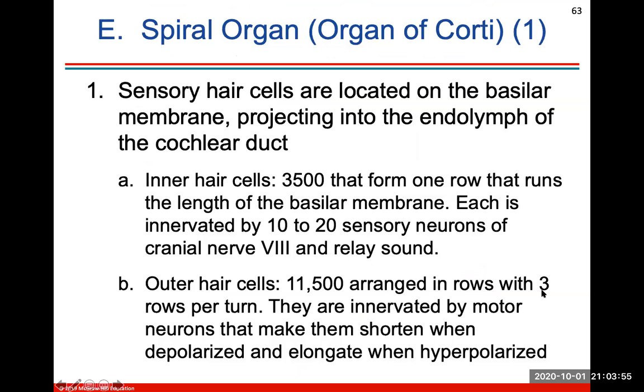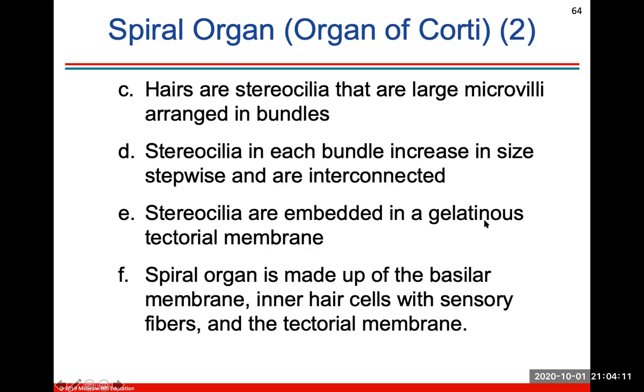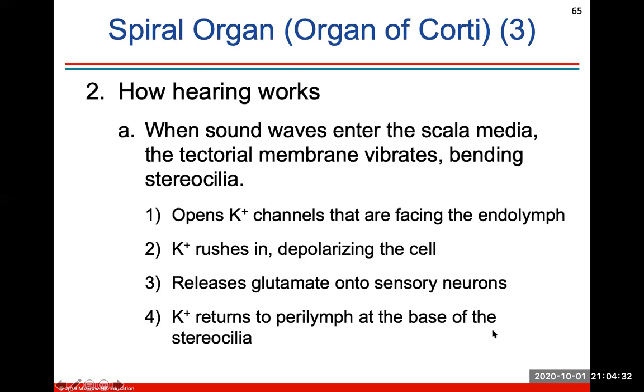Sensory hair cells are located on the basilar membrane. They project into the endolymph of the cochlear duct, and each of these inner hair cells is innervated by 10 to 20 sensory neurons of that cranial nerve, the vestibulocochlear nerve. These hairs are stereocilia that are large microvilli arranged in bundles. They are embedded in the gelatinous tectorial membrane. And again, the spiral organ is made up of the basilar membrane at the bottom, the inner hair cells with the sensory fibers, and then the tectorial membrane that they are embedded into.